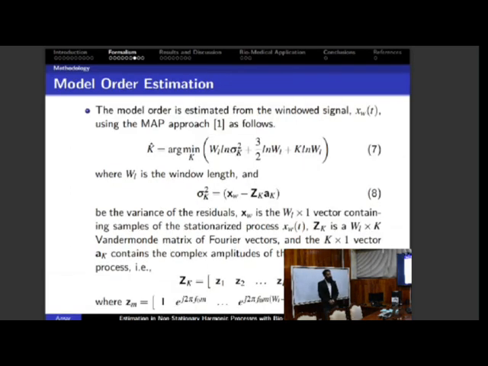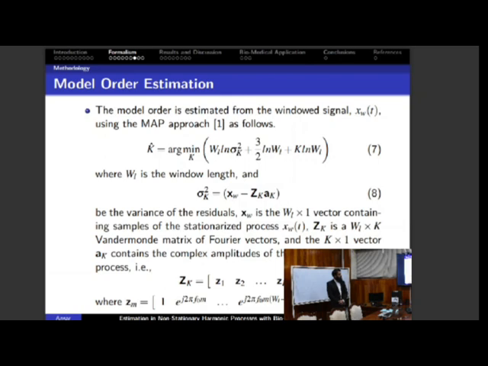So after getting a windowed signal, the signal will be stationarized, and we can also apply some model order estimators that we will see in the literature. Here we apply the maximum a posteriori approach expressed in 1. We'll see in the references, and this K will give us the model order. It basically finds the minimum variance of the residuals expressed in 8.